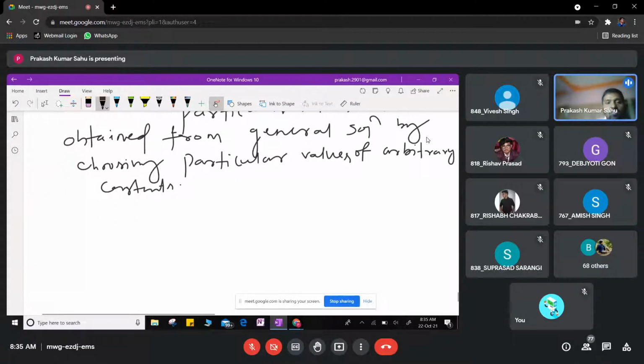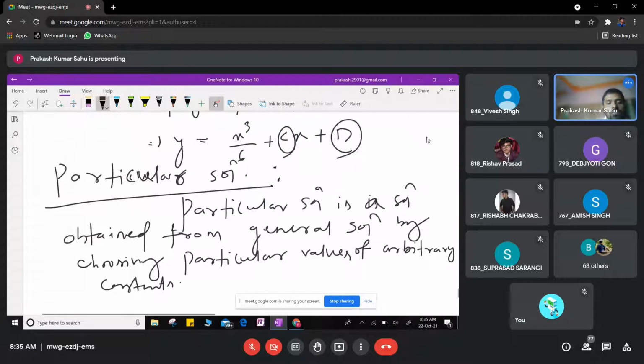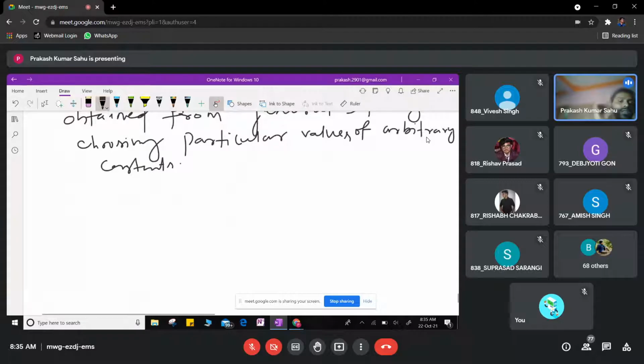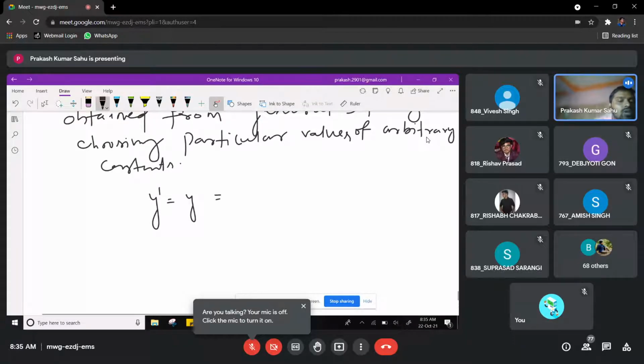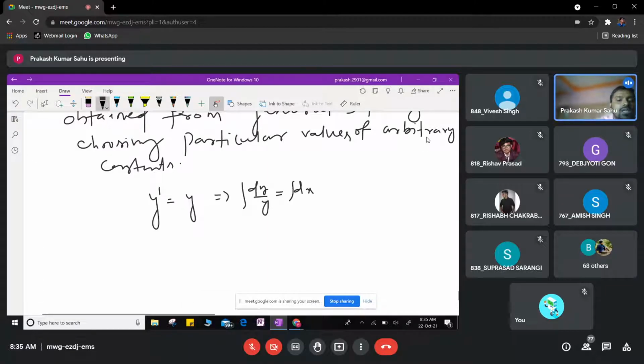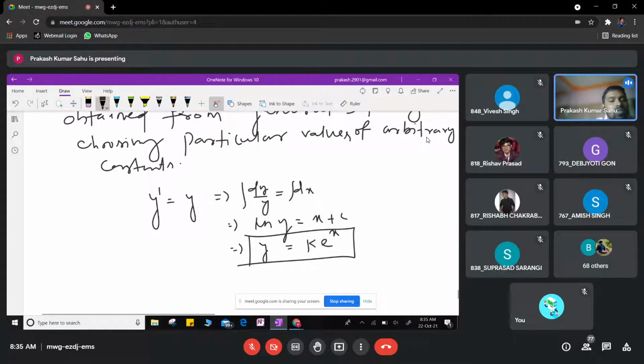Okay, so how to find a particular solution? Suppose for example, you have one question, y dash is equal to y. If you solve this, what do you get? This is dy by y is equal to dx. If you take integration on both sides, then ln y is equal to x plus c. And if you write in terms of y, then this is some k into e to the power x. So this is the solution: y is equal to k into e to the power x. Here k is an arbitrary constant.